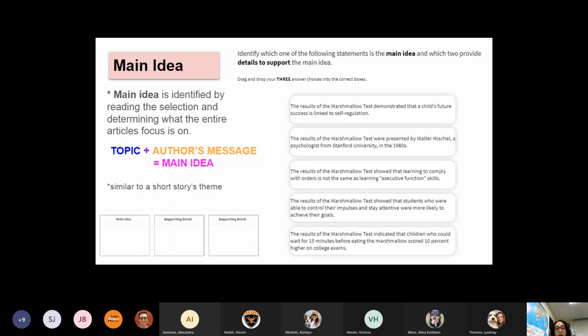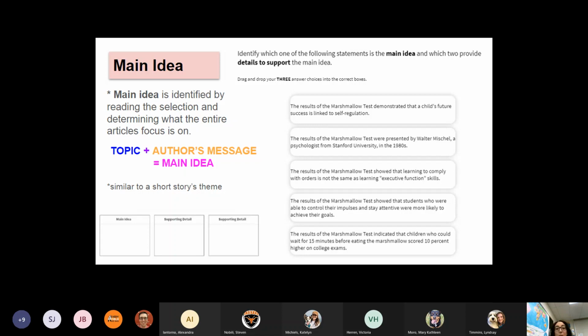So what does topic mean? Topic is just simply the subject matter of the text. And in this case, without having read it, I see that all of the topics talk about something called the marshmallow test, so I can confidently say that might be my topic. Author's message is, what does this writer want you to know about the topic? What is their opinion of the topic? What message are they trying to communicate about the topic? If you put those two things together, that is the main idea.